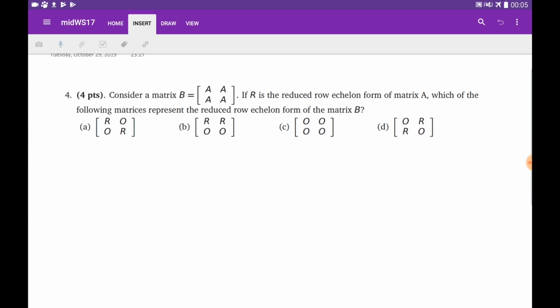Problem number 4 is about finding the row echelon form or reduced row echelon form of the matrices.